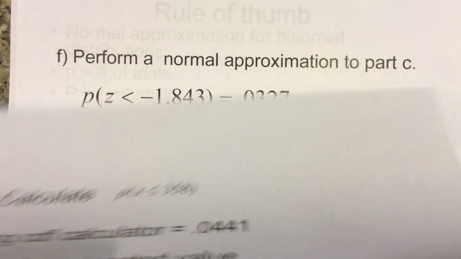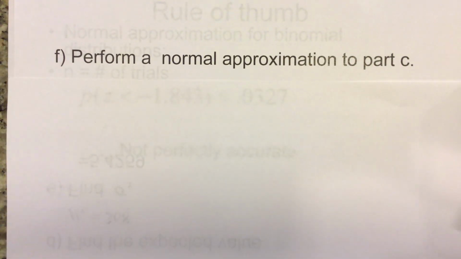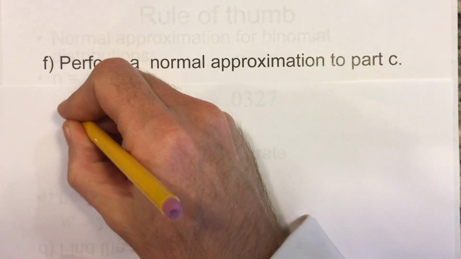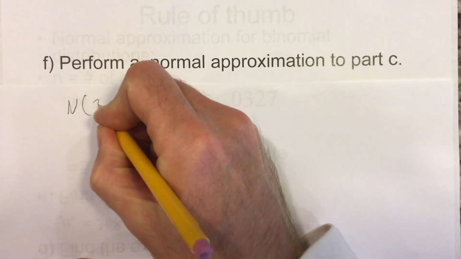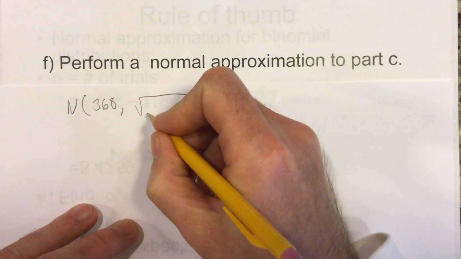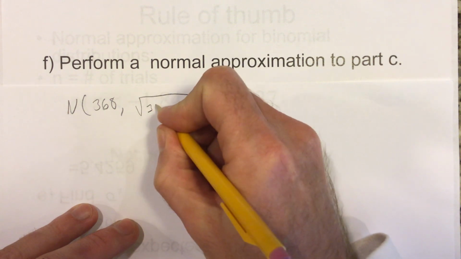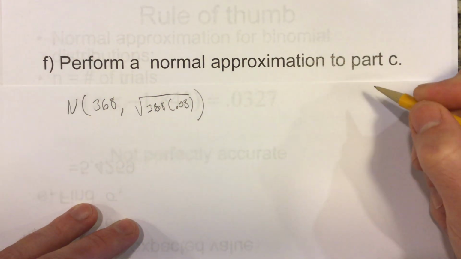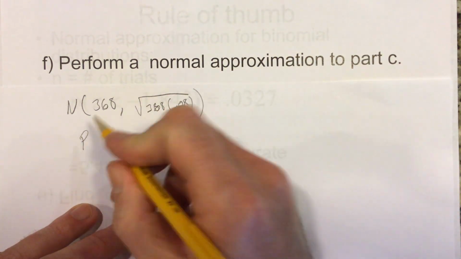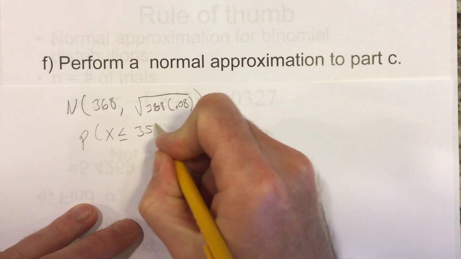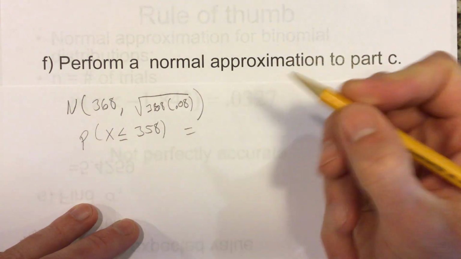So let's actually finish that off. Let's do an actual normal approximation, okay? So we're going to pretend it was normal, and our mean was 368, and our standard deviation was the square root of 368 times 0.08. And then we're going to say, well, what's the probability that x is less than or equal to 358? So we'll get a z-score.